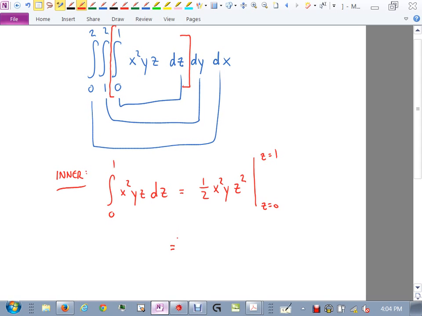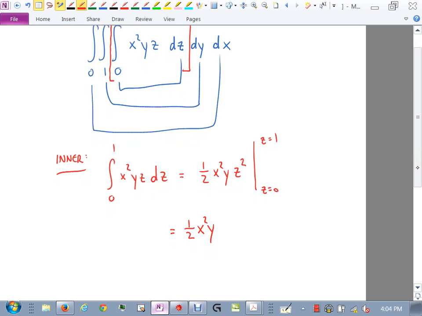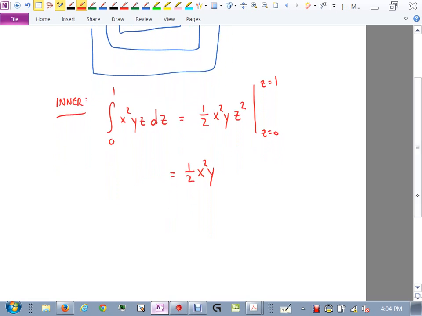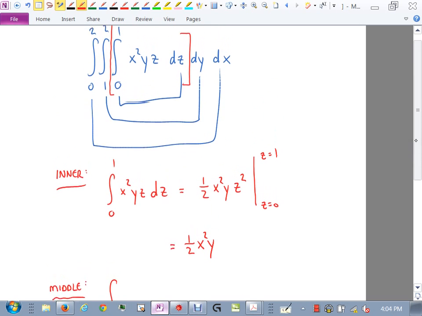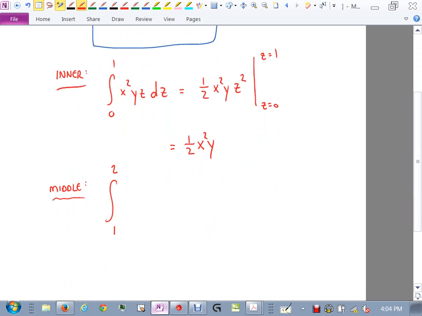Plug in, what do you have? z is 1, you just get 1/2 x squared y. Plug in 0, you get 0. So this is the first inner integral. Now that's going to get plugged in. So the next integral, which will be my middle integral, will be the integral from 1 to 2 of what we just got, right? 1/2 x squared y.